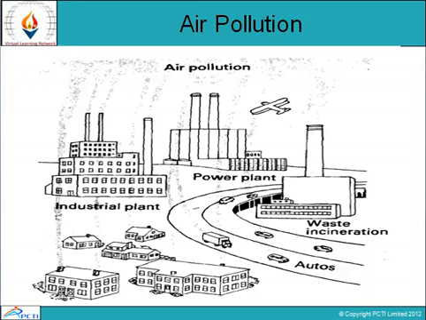You can see a picture of air pollution here. Here some industrial plants are shown, power plants are shown, a plane is flying, and there is one road shown on which you can see these automobiles are running. So all these plants, power plants, automobiles are causing air pollution because they are emitting very harmful and very dangerous gases which are really not good for our environment.